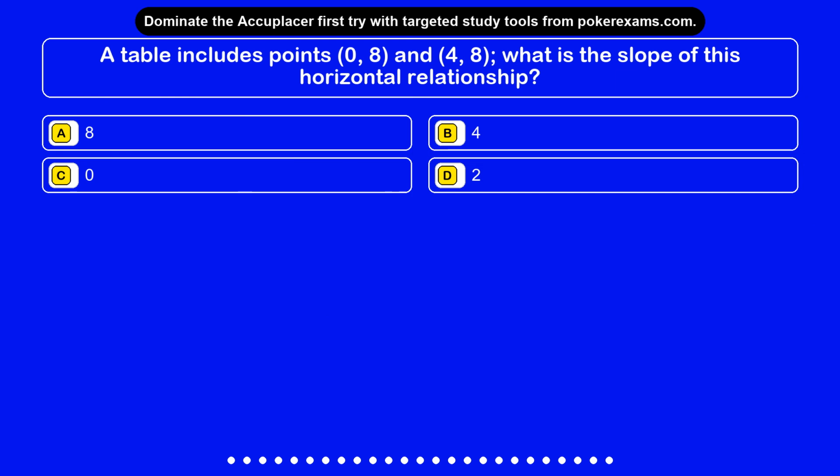Question 11. A table includes points (0, 8) and (4, 8). What is the slope of this horizontal relationship? Option A, 8. Option B, 4. Option C, 0. Option D, 2.